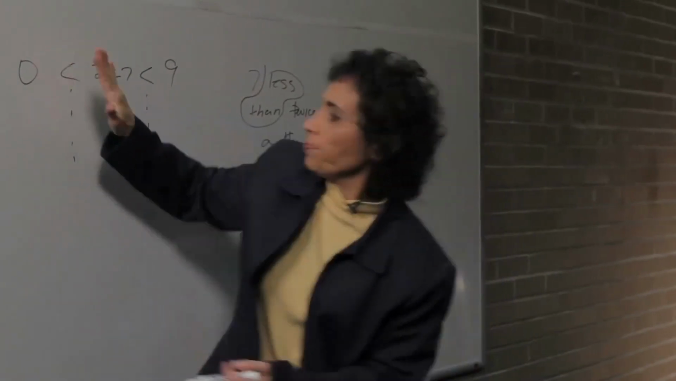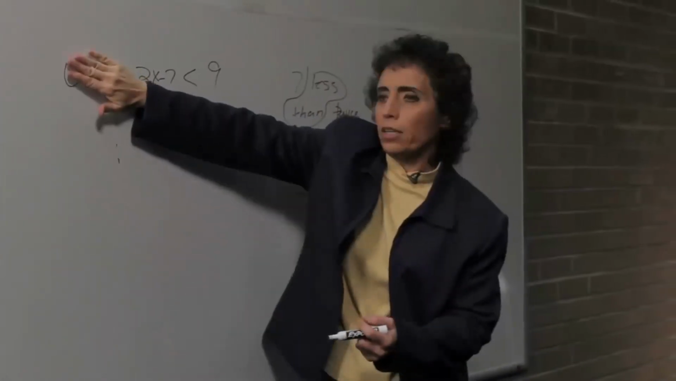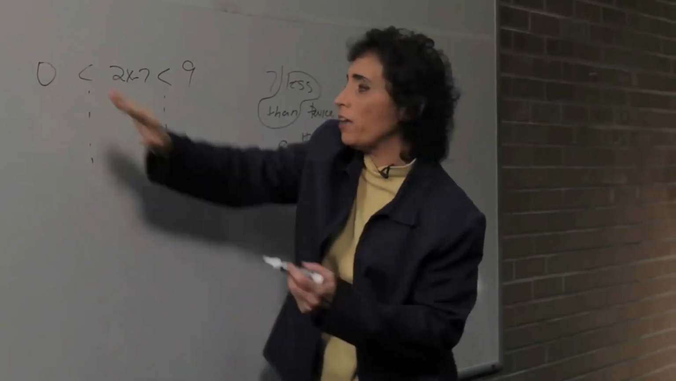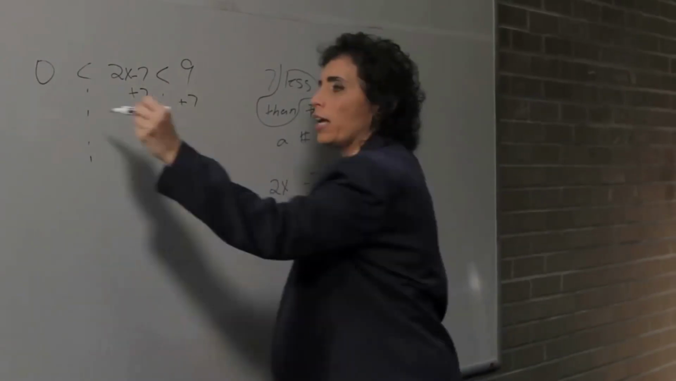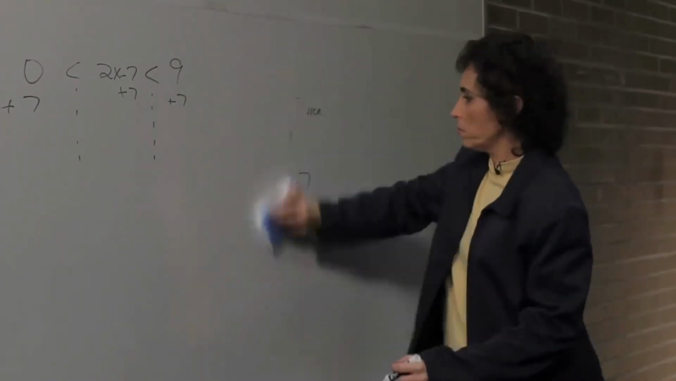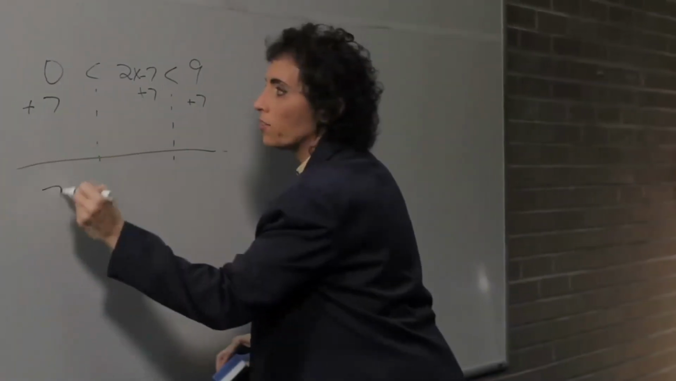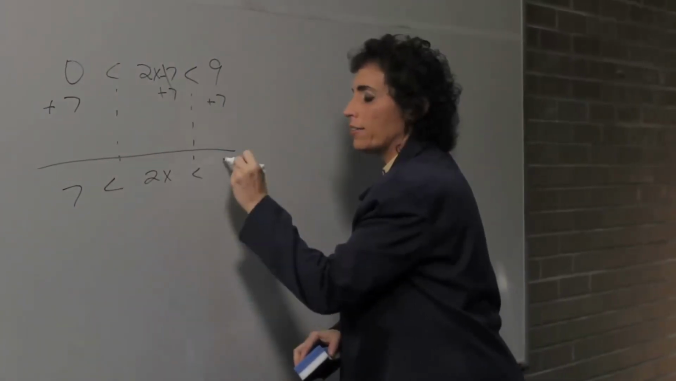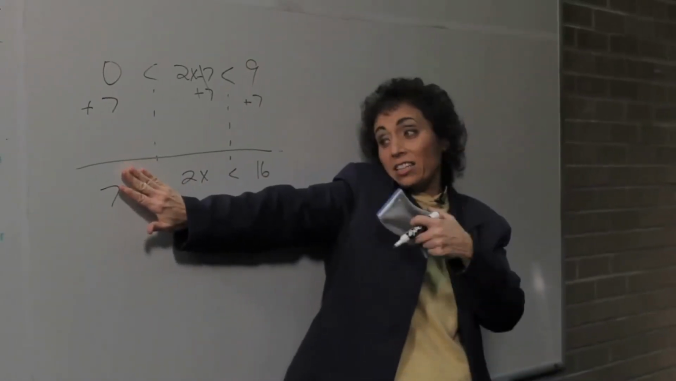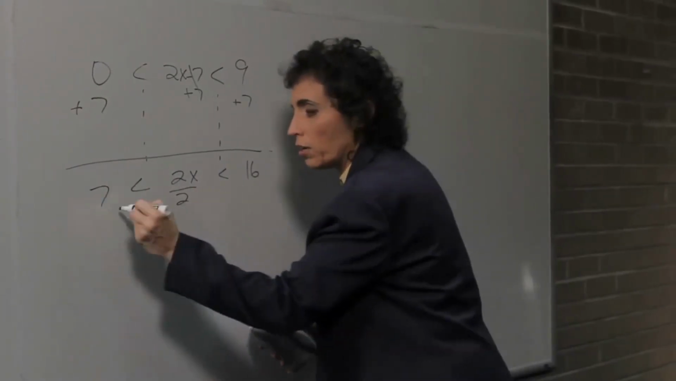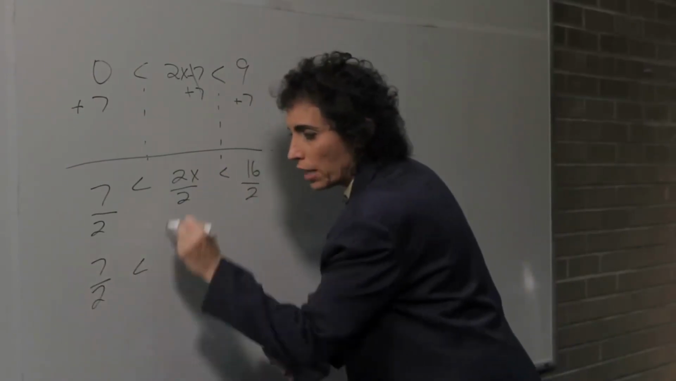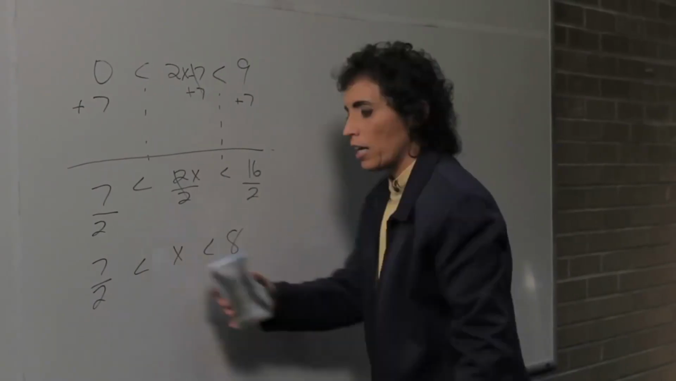If you didn't have this and you just had 2x minus 7 is less than 9, what would you do to solve that? Well, you'd add 7. Well, you do that now. Add 7, add 7, add 7. And now I would get 7 is less than 2x is less than 16. Now again, if I didn't have that, what would I do to solve 2x is less than 16? I divide by 2. Well, if I divide by 2 here, I'd have to divide by 2 here and here. So I'd get 7 halves is less than x is less than 8. That's my answer to this question.